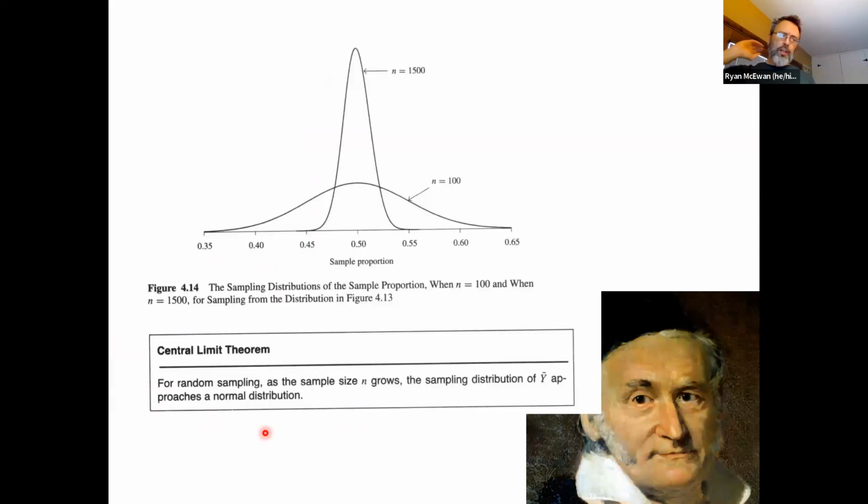There's a thing called the central limit theorem. This underlies a lot of statistics. I'll just say it here. For random sampling, as the sample size n grows, the sampling distribution approaches a normal distribution. So the more samples you have, the more hump-shaped it will become around the mean. Again, this is just a different way of saying increase the number of samples to increase the power of your analysis. Again, we're flying. We're in the tunnel right now.